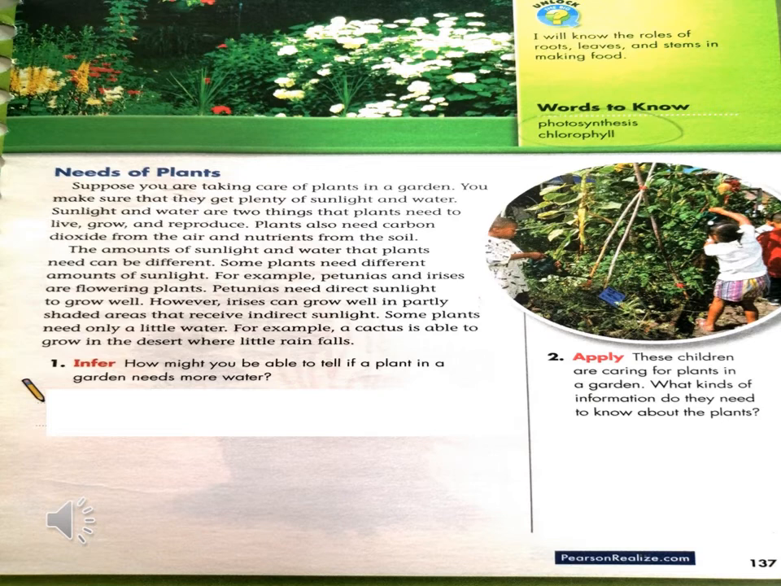Let's read the question. These children are caring for plants in a garden. What kinds of information do they need to know about the plants? The answer is they need to know if the soil has enough nutrients and how much sunlight and water the plants need. Stop the video for a while and copy the answers in your book.